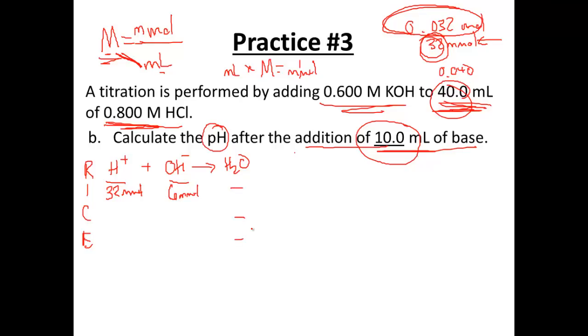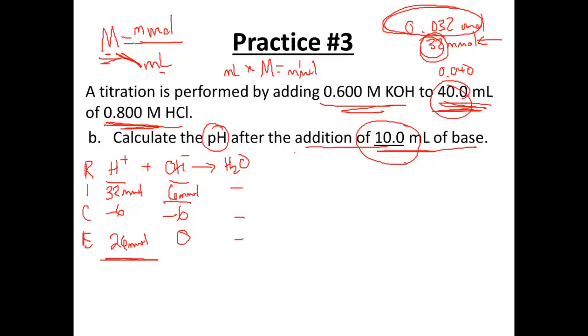Water, we don't care. And now the change is, whichever one's the limiting reactant, you subtract it. So here's your limiting. So you subtract 6 from both of these, and we get 26 millimoles of H plus left, and this is gone. It's been neutralized. So at this point, this is how many millimoles of H plus are left over. Well, to calculate the pH, we need concentration. So we have to get these millimoles back into a concentration, which means divide by volume.